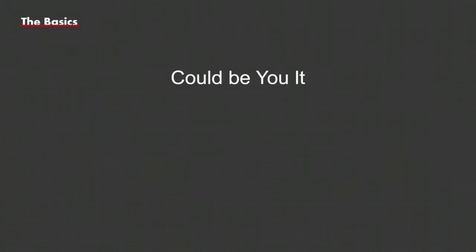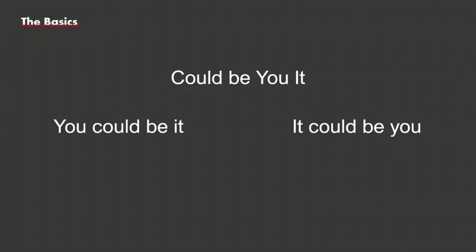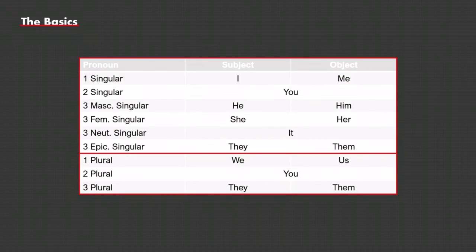Fourth one, however, you can't really tell. This sentence could be one of 2 things. It could be you could be it. You could be the subject, and it could be the object, meaning the sentence is you could be it. However, this could also be reversed.